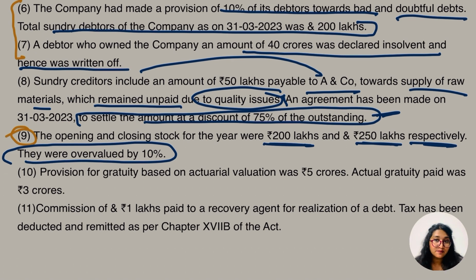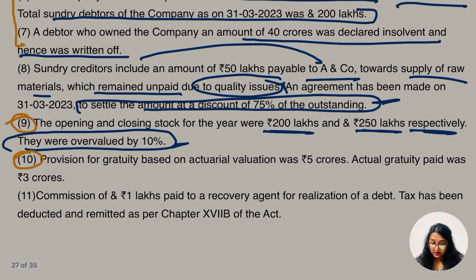In the previous question paper, this June attempt, one of the opening or closing stock was overvalued and the other was undervalued. In this one, both the opening and closing stock are overvalued by 10%. So we can adjust either by taking the difference or individually. We will see in this question. This point also came in a previous question paper.